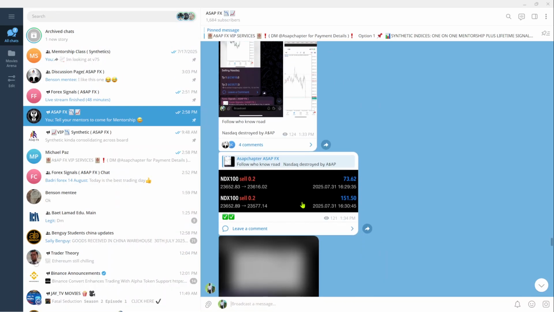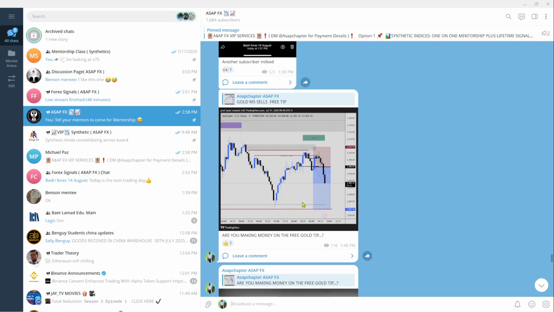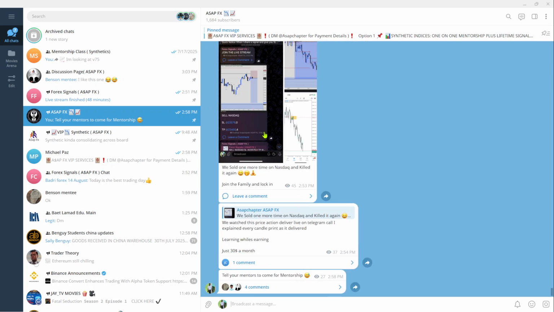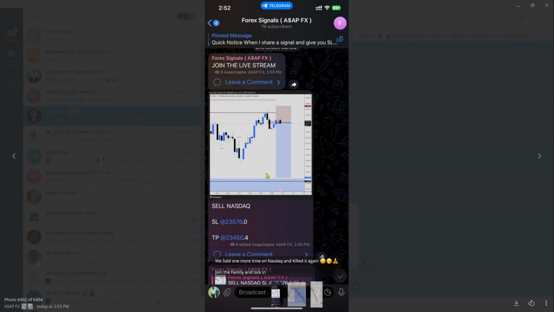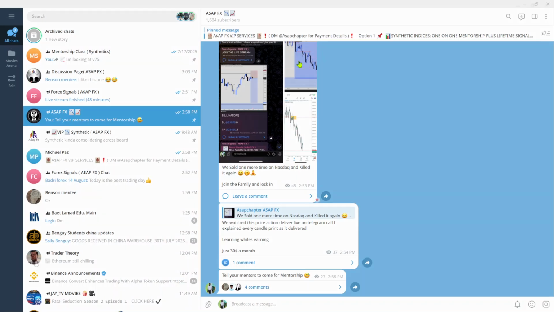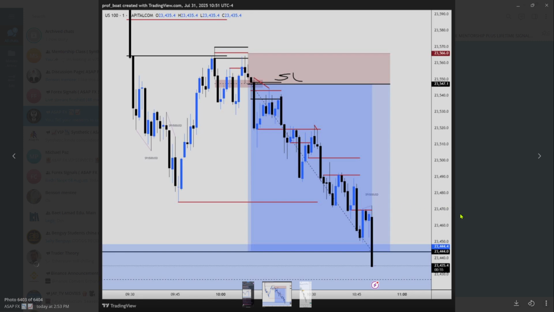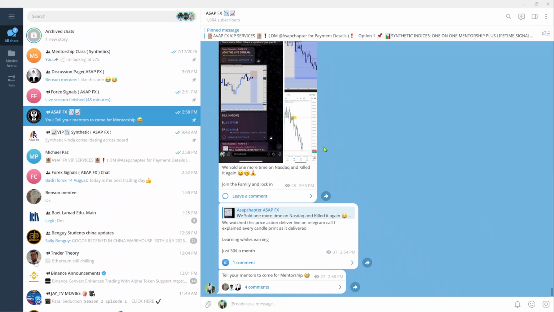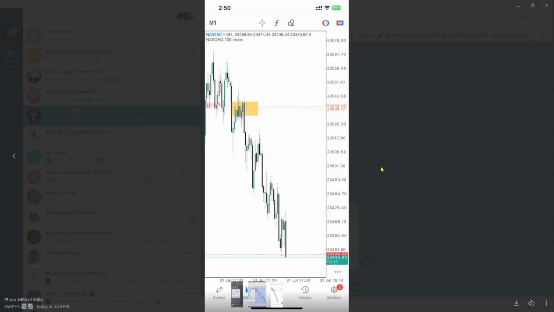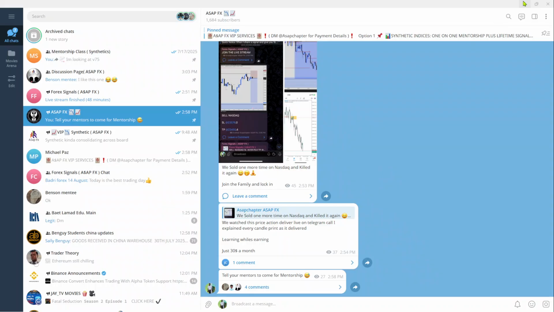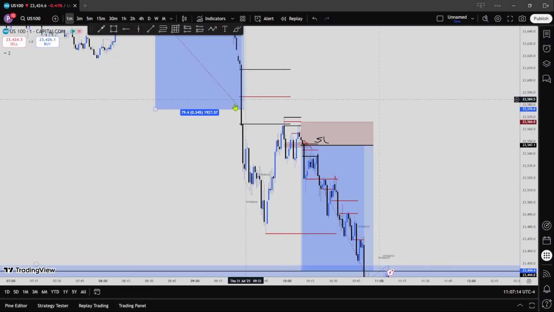So this was the first profit that we made, and then we took second entries. As you can see, we sold NASDAQ again, and this was the breakdown. I was executing this trade live with the team, and those are my entries. So let's break this trade down. I hope you are going to learn from it.